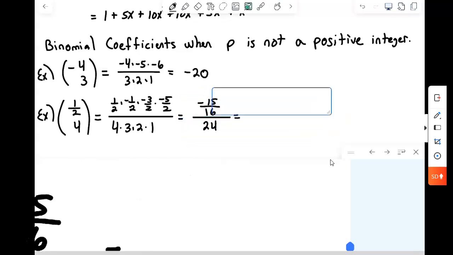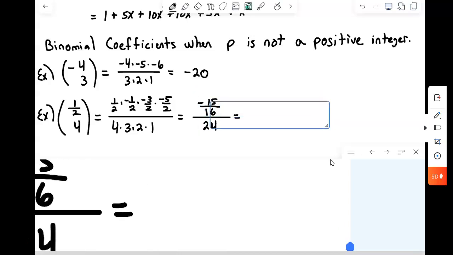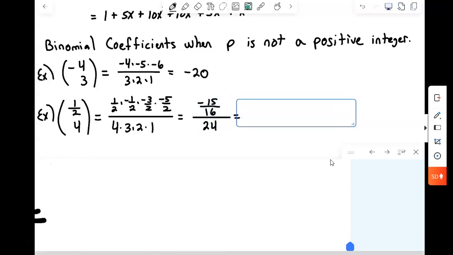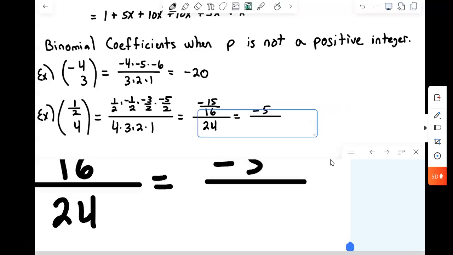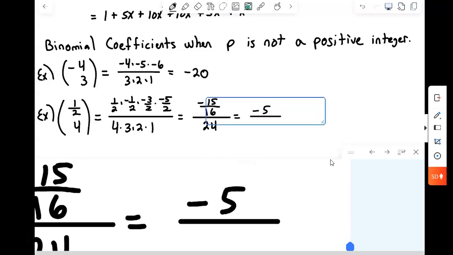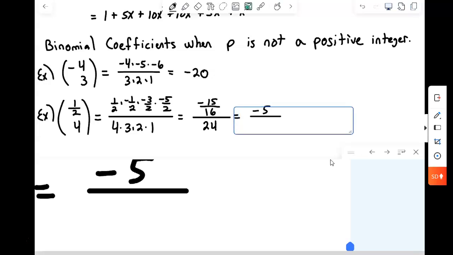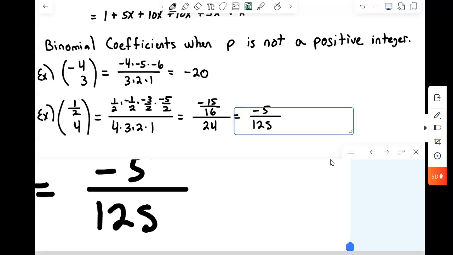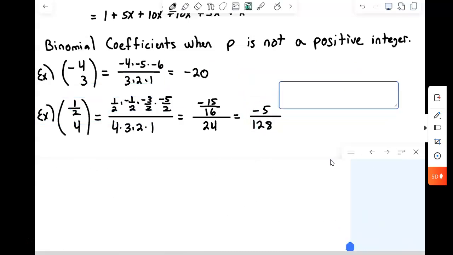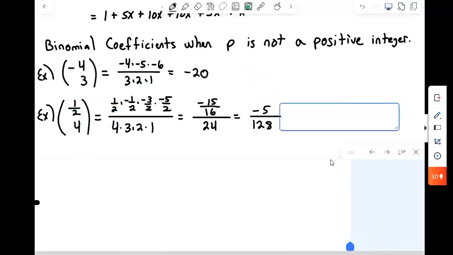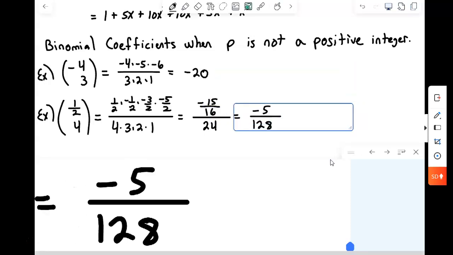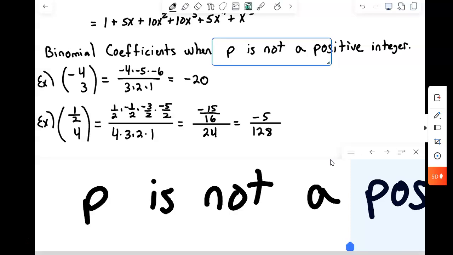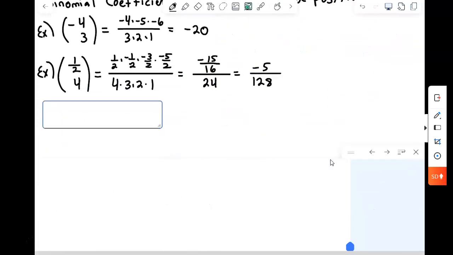That's going to be -15 over 16 times 1 over 24. 3 will cancel with the 24 to leave us with a -5 on top. When you take 3 out of 24, you're left with an 8. 8 times 16 is going to be 128. So 1/2 choose 4, we have as a number there -5 over 128.